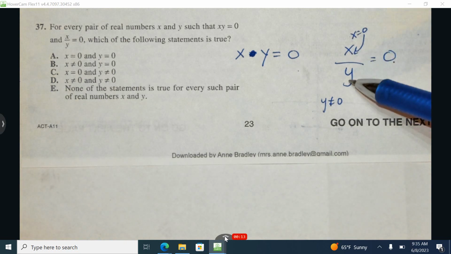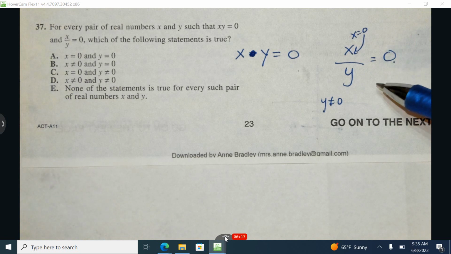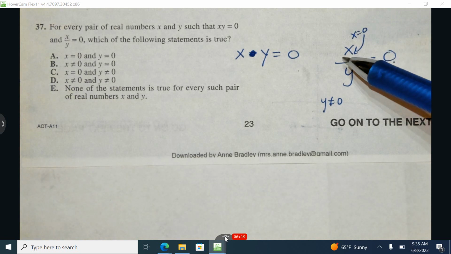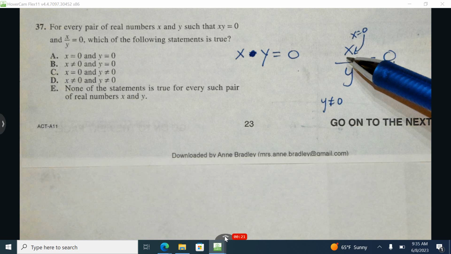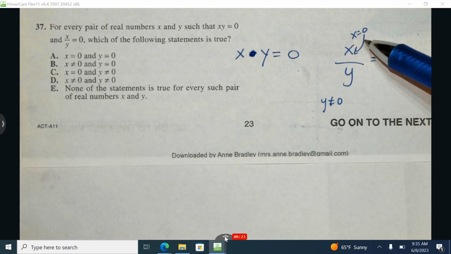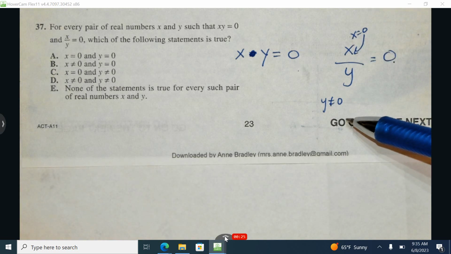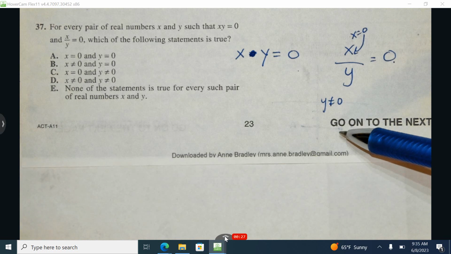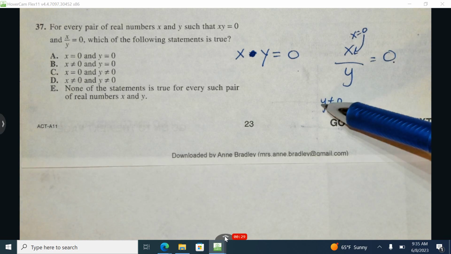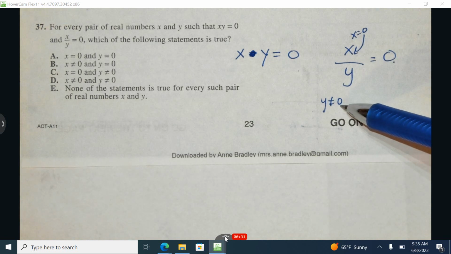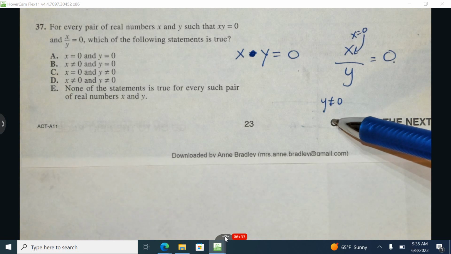So I'm given a fraction and I'm told that x divided by y equals 0. I know if that's going to be true, that 0 has to exist in the numerator. So x has to equal 0. I also know that the denominator can never have 0, or it would be undefined. So in this case, y cannot equal 0. So y can be any other number but 0.